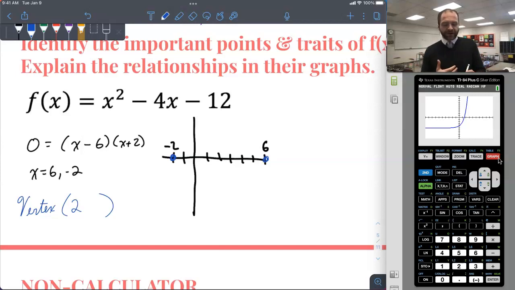Well, how do I figure out the y value of the vertex? Well, that x is an input. 2 minus 6 is negative 4. 2 plus 2 is positive 4. So negative 4 times 4 is negative 16.